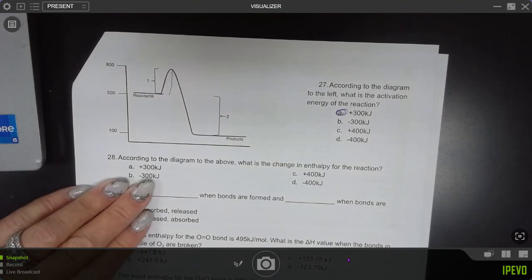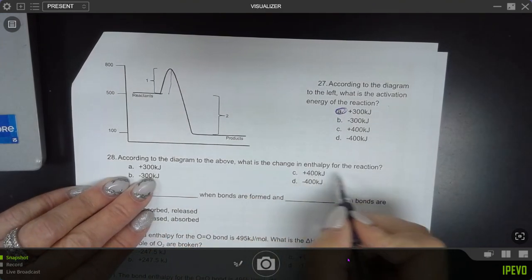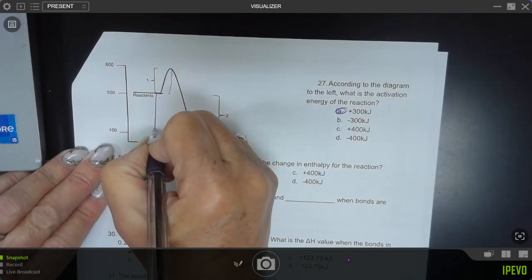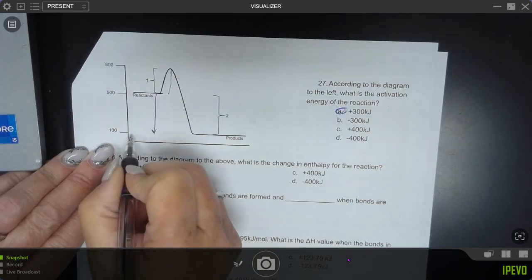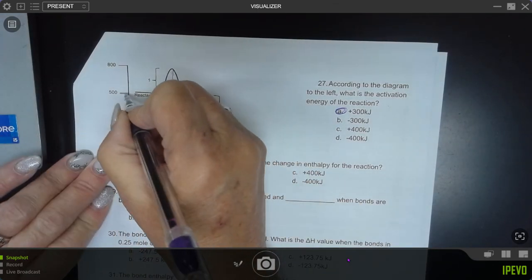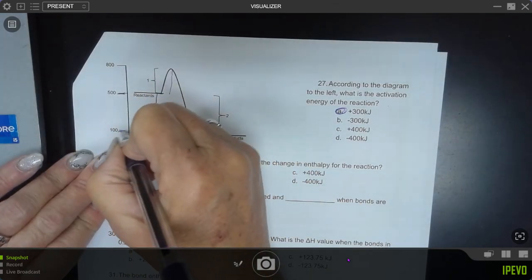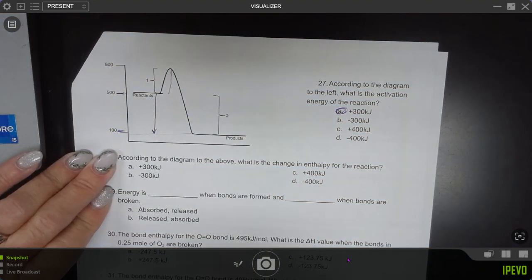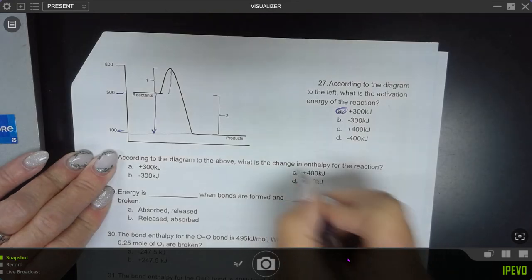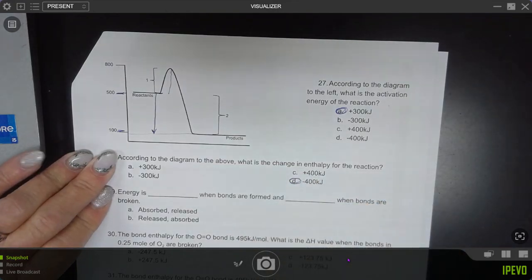According to the diagram above, what is the change in enthalpy for the reaction? Remember, enthalpy, delta H, is the difference between reactants and products. So that would be the difference between 500 and 100, so it's going to be 400. Remember, it's going down, so that's going to be negative. So that is going to be D.